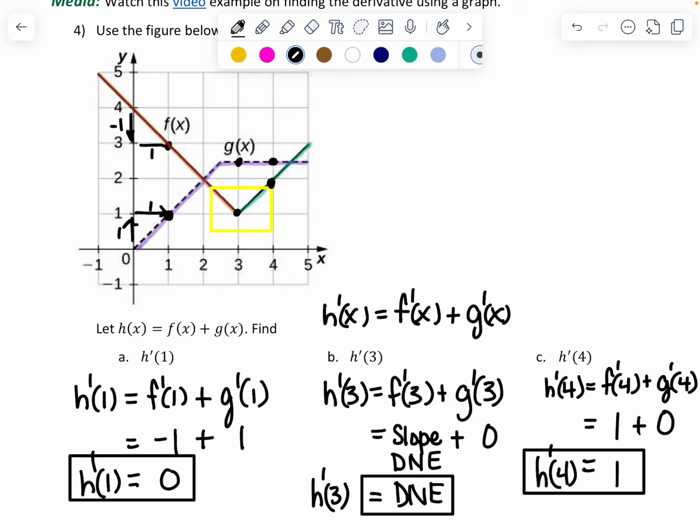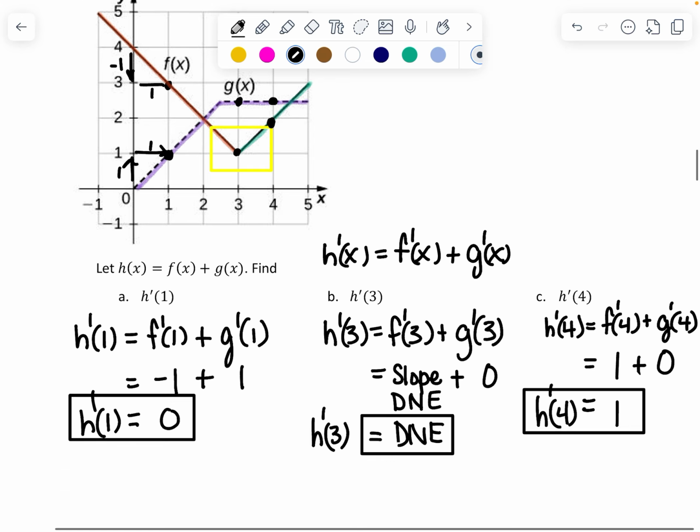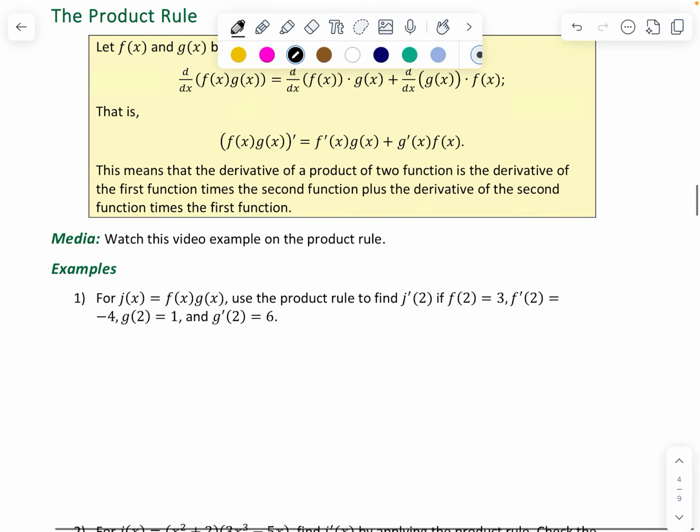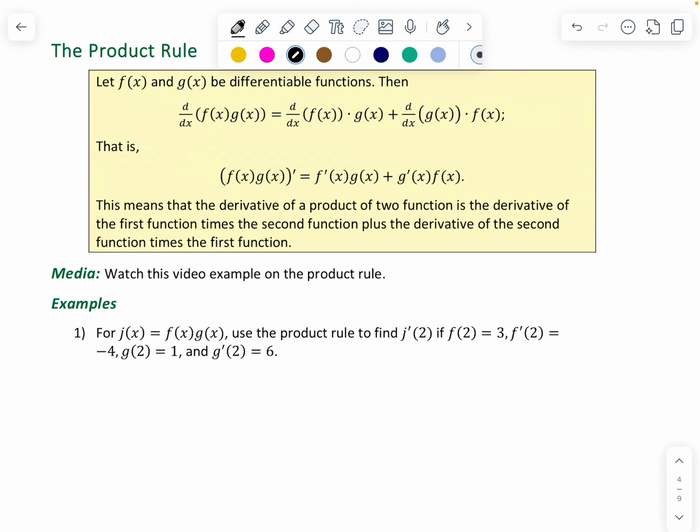Okay. Here I'm going to say h prime of 3 does not exist as the sum. Both f prime and g prime have to exist. Here, f prime of 3 does not exist. Okay. All right, so that's enough for there. I'm going to do one more, and then I'm going to wrap this one up.